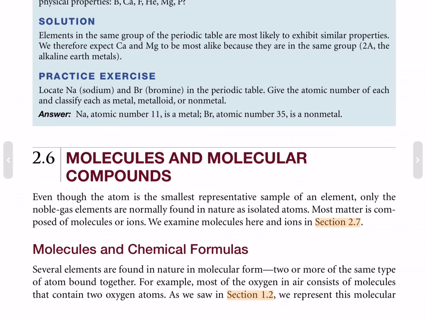Section 2.6 Molecules and Molecular Compounds. Even though the atom is the smallest representative sample of an element, only the noble gas elements are normally found in nature as isolated atoms. Most matter is composed of molecules or ions. We examine molecules here and ions in Section 2.7.